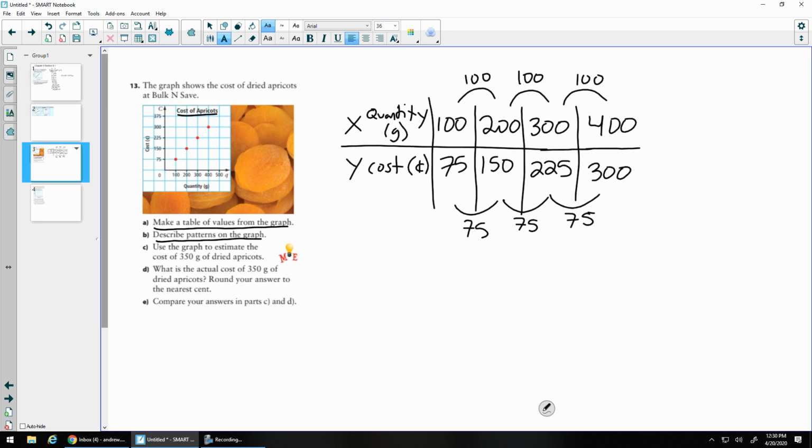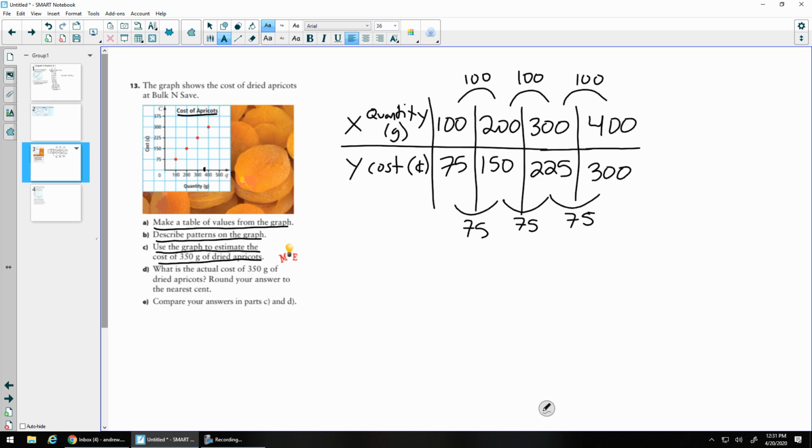So use the graph to estimate the cost of 350 grams of dried apricots. 350 grams on our graph would lie about here. Does it make sense that we could have units in between? Definitely it does. If you go to any bulk barn place, you just fill up a bag, and then you go pay for however much is in there. That could be 232 grams. It could be 568. So there's definitely values that could lie in between these points.